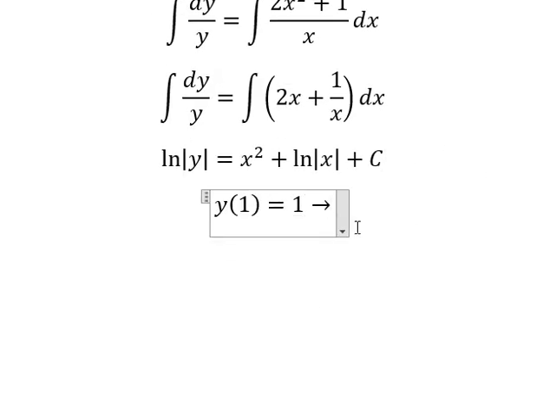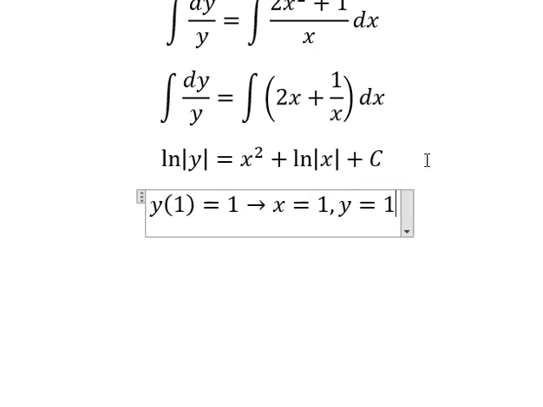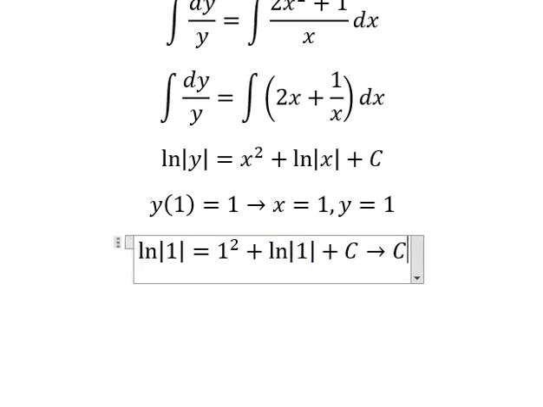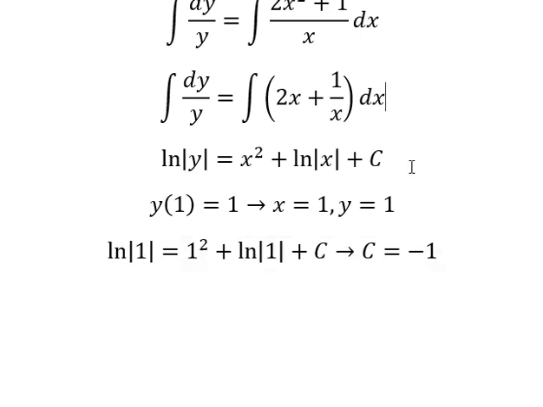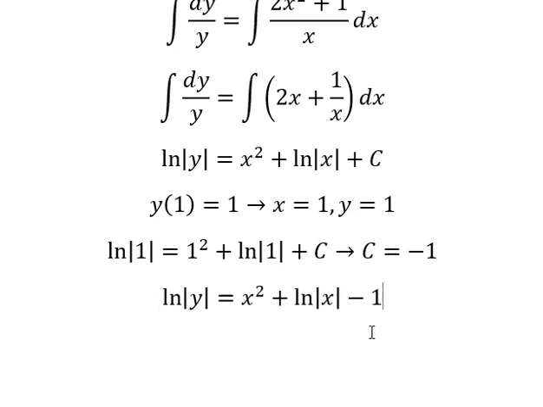So this one, when x equals 1, y equals 1. So we put number 1 here, here, and here. So we have c equals negative 1. So that means we can put negative 1 here. And this is the final answer.